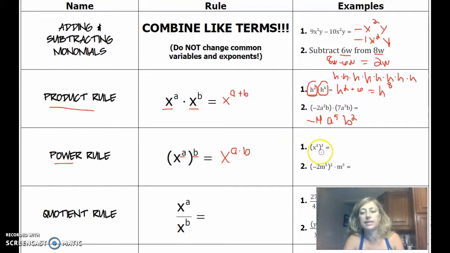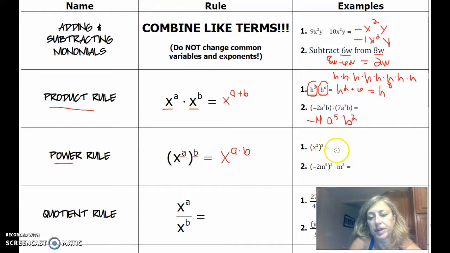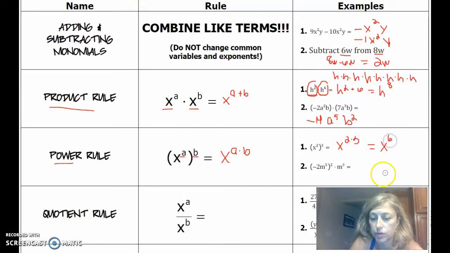All right, we can handle this. So if we use this rule over here, that means I have x to the second times 3. So it's x to the second times 3, which gives me x to the 6th. Good. Next one's the same thing. I just need to simplify this part first before I can multiply times m to the 3rd. Ooh, this gets a little tricky.